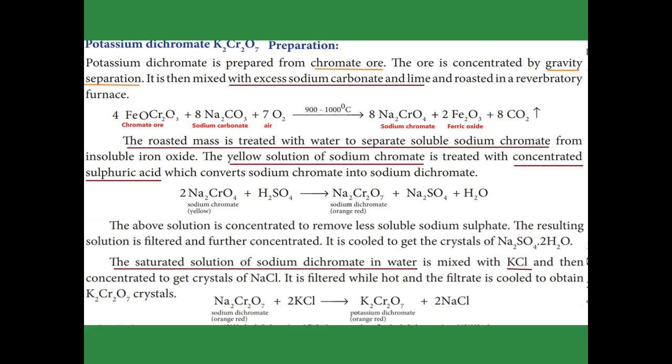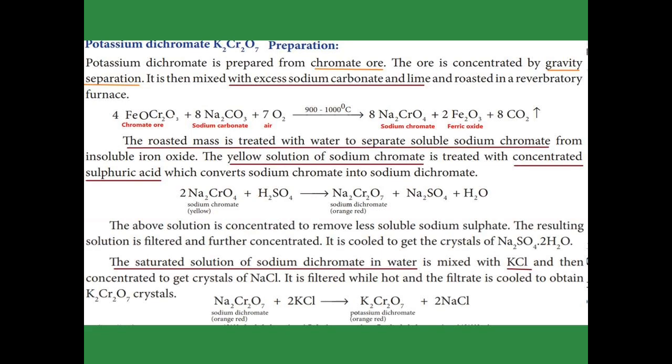The sodium carbonate reacts with the chromite ore to give sodium chromate, formula Na2CrO4, and the ferrous oxide in the chromite ore is oxidized to ferric oxide. Since we are using a carbonate salt here, it gives carbon dioxide gas. Then the roasted mass is treated with water to separate the soluble sodium chromate, so now we get a soluble solution of sodium chromate. That solution is yellow in color.